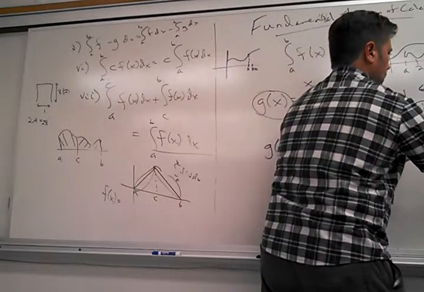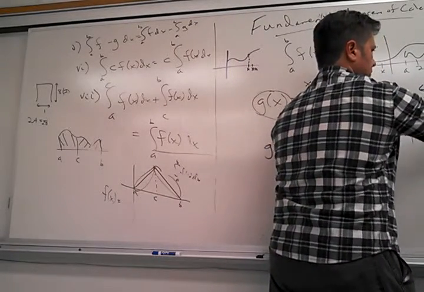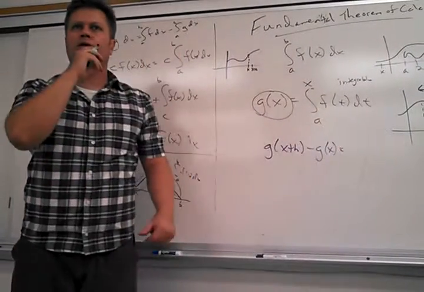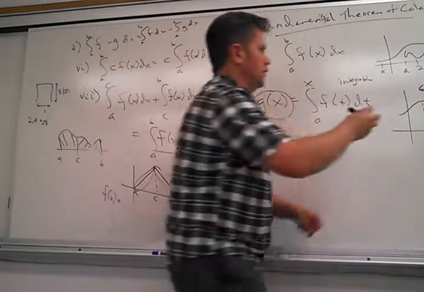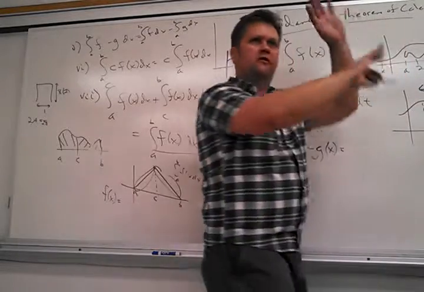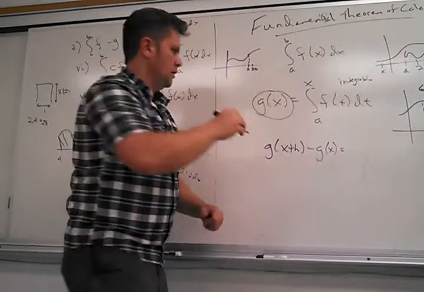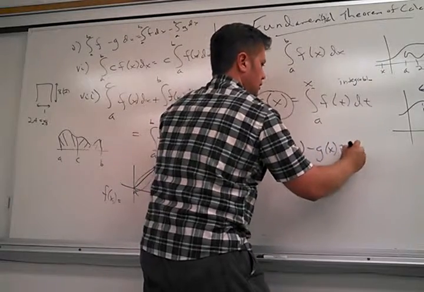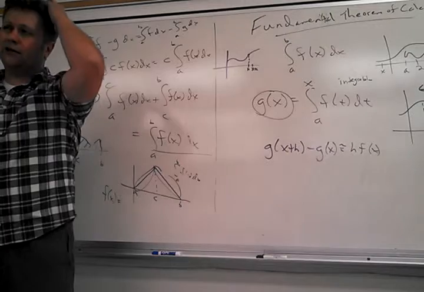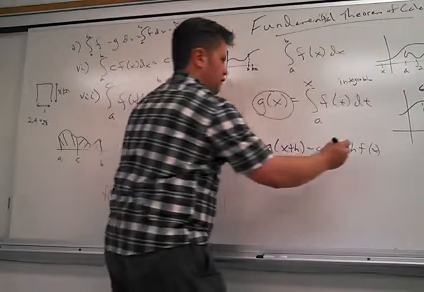So g of x plus h minus g of x is this area, but we just said that that area is h times f of x. Approximately, because isn't there a little bit on this side, maybe it goes up a little. It's either too little or too much, but it's approximately equal to h times f of x. What happens when I divide by h? Should look very familiar.